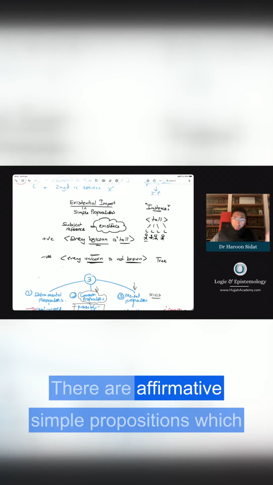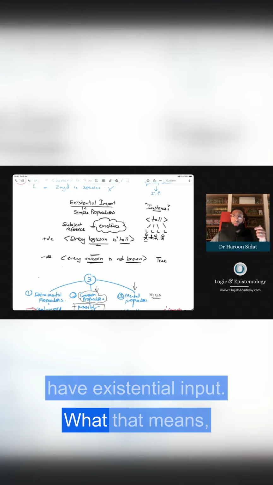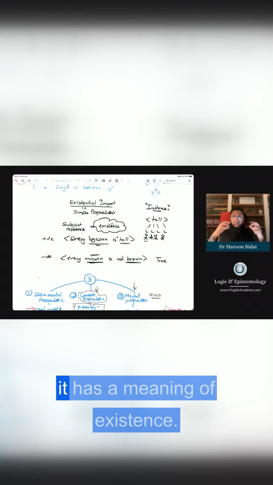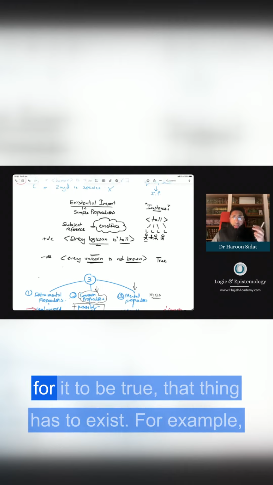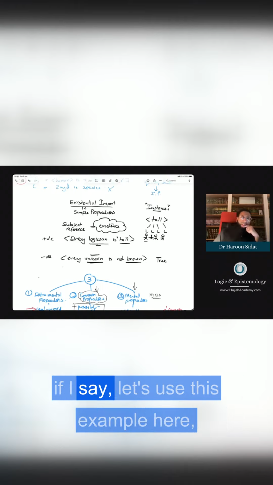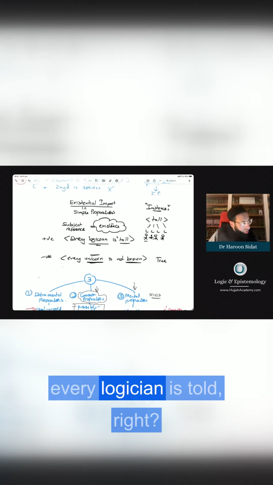There are affirmative simple propositions which have existential import. What that means is that when you affirm something, it has a meaning of existence: their truth requires the existence of their subject reference, the thing you're referring to. For it to be true, that thing has to exist. For example, if I say, every logician is tall, right?